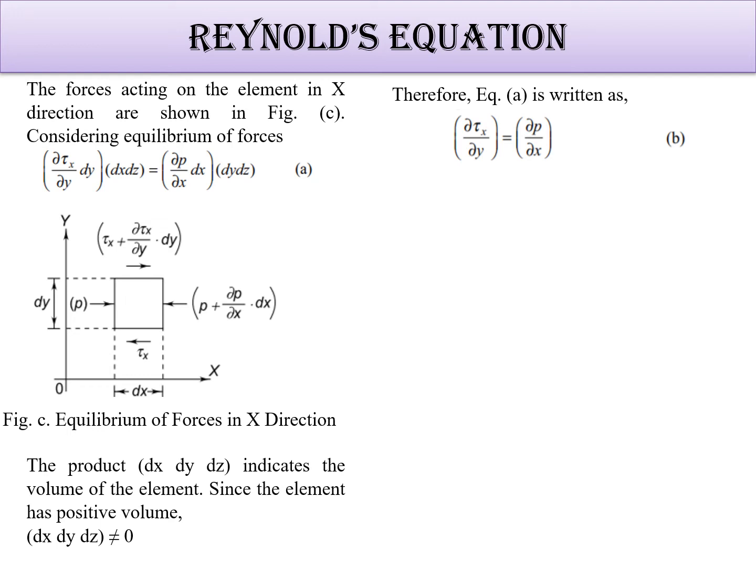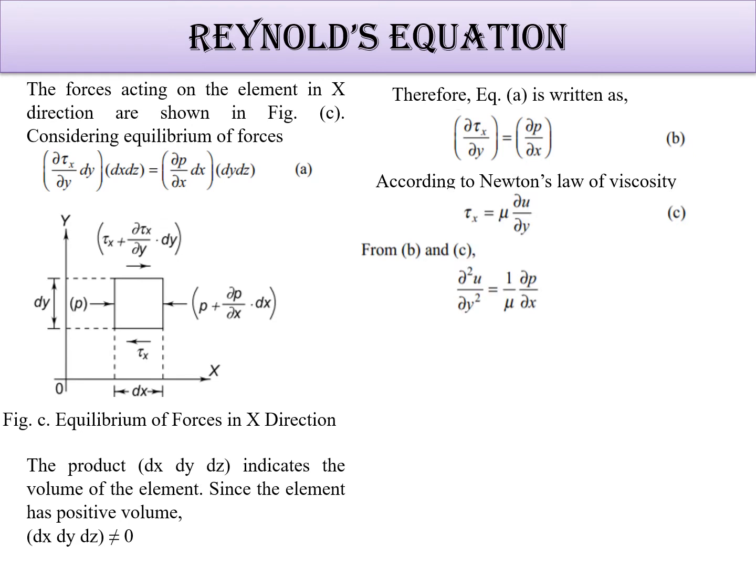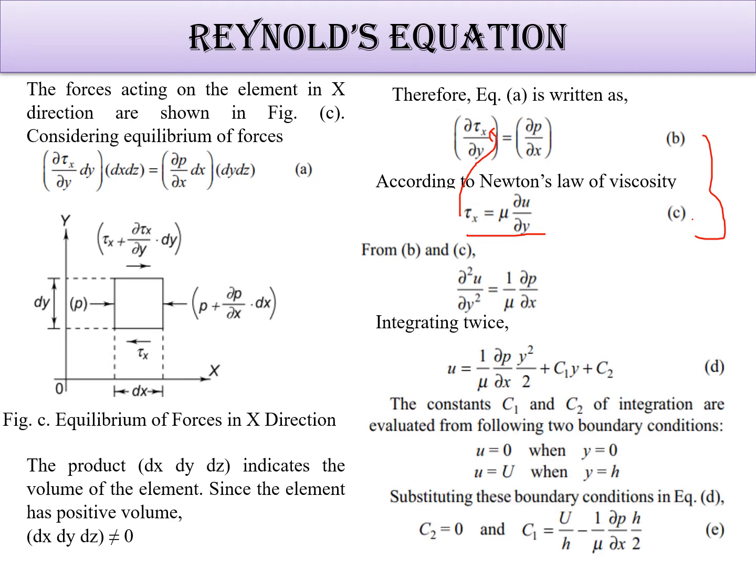We can write it in this way. Now, tau x is equal to what, according to Newton's law of viscosity? That is μ du/dy. This is tau x. Now if we combine these two terms, putting this tau x value here, we get ∂²u/∂y² equal to 1/μ ∂p/∂x. Now integrating this term twice because it's a double derivative, we get two constants here, C1 and C2.